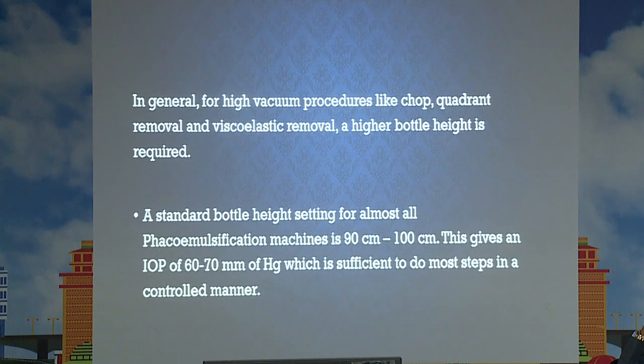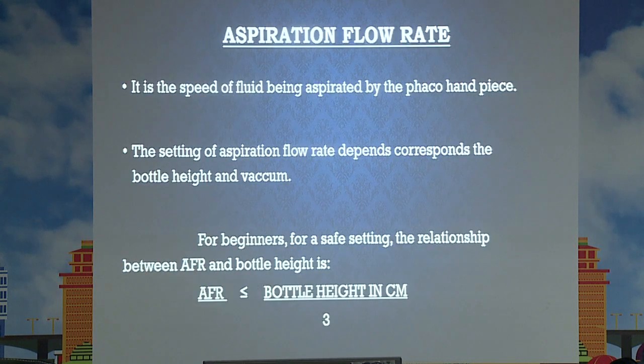In general, for high vacuum procedures like CHOP, quadrant removal and viscoelastic removal, a higher bottle height is desired. The standard bottle height which is used by most phacosurgeons is 90 to 110 centimeters, giving an IOP of 60 to 70 millimeters of mercury. Now what is AFR? It is the speed of fluid being aspirated by the phaco handpiece, and as a rule of thumb, what I keep is AFR equal to bottle height in centimeters divided by 3, which gives a very optimal control in the chamber.